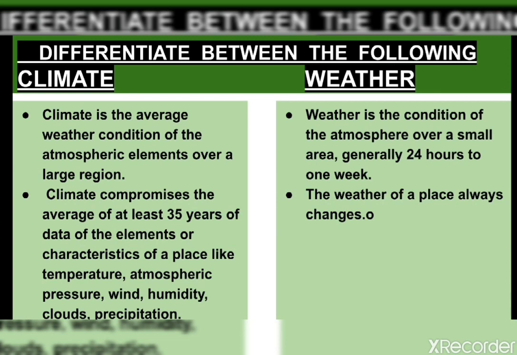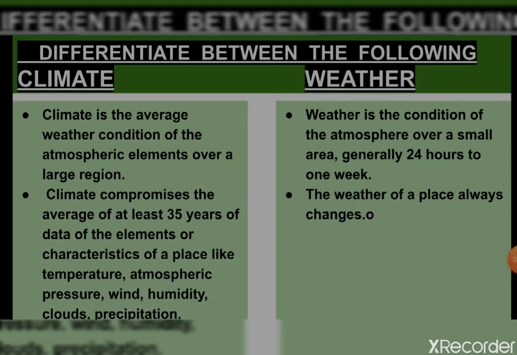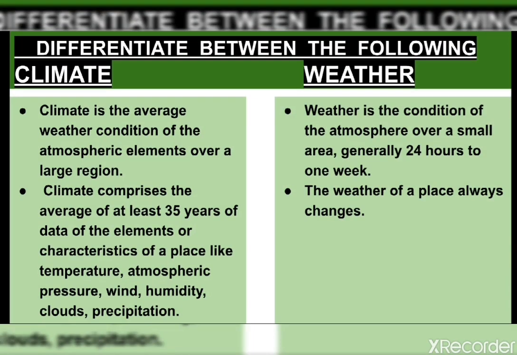So all this point you can write. Climate is the average weather condition of the atmospheric elements over a larger region. The second point you will write, climate comprises, not compromises, that is a mistake. So you will write climate comprises the average of at least 35 years of data of the elements or characteristics of a place like temperature, atmospheric pressure, wind, humidity, clouds and precipitation.